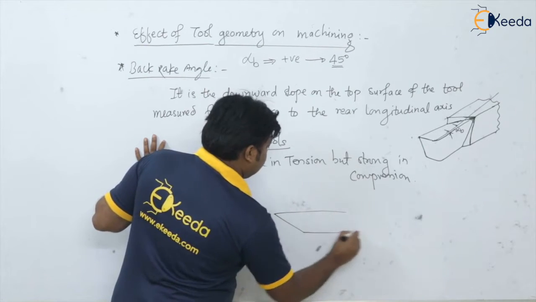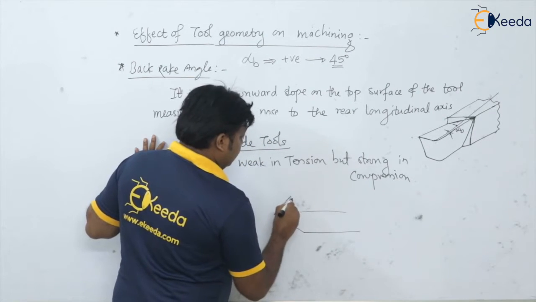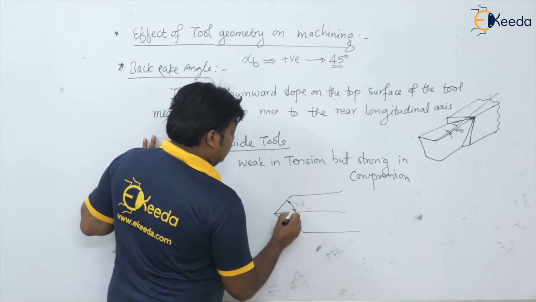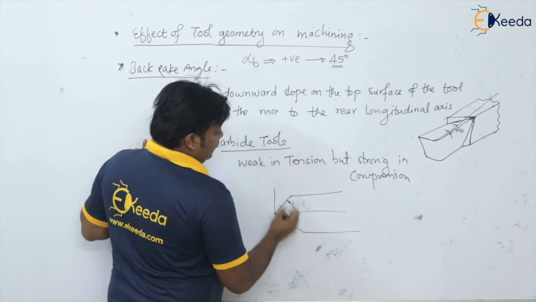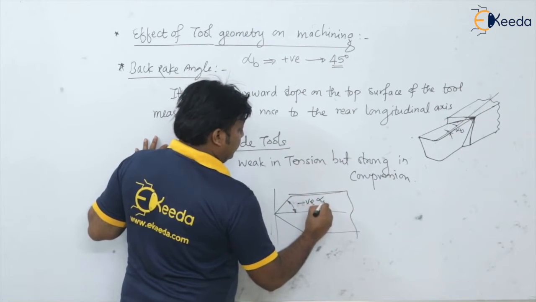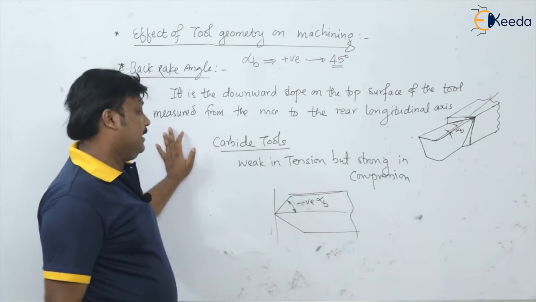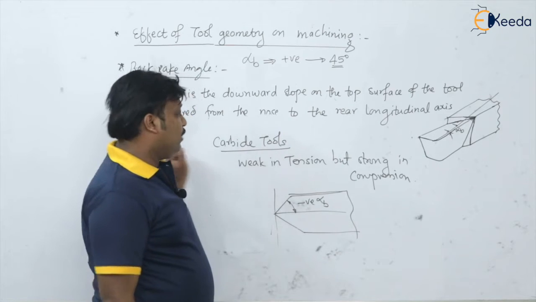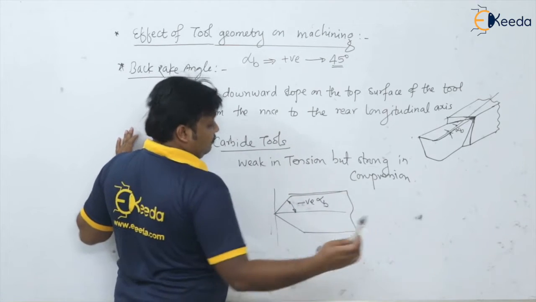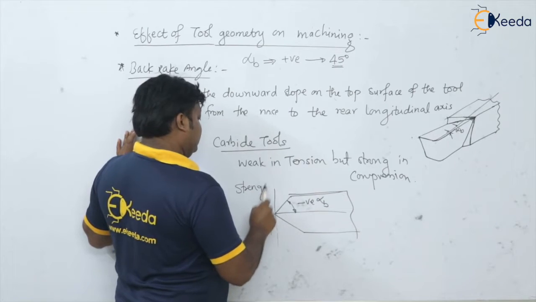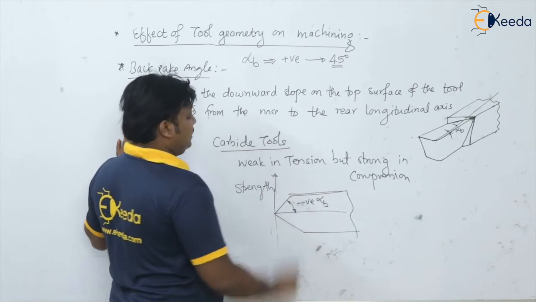So this is the tool. Negative means on this side. When you provide the rake angle on this side, definitely what happens? You will get the negative rake. This is the negative rake angle. So with the negative rake angle, what is going to happen? See, now by looking at the tool, you can say the strength of the tool is high. Strength of the tool increased.